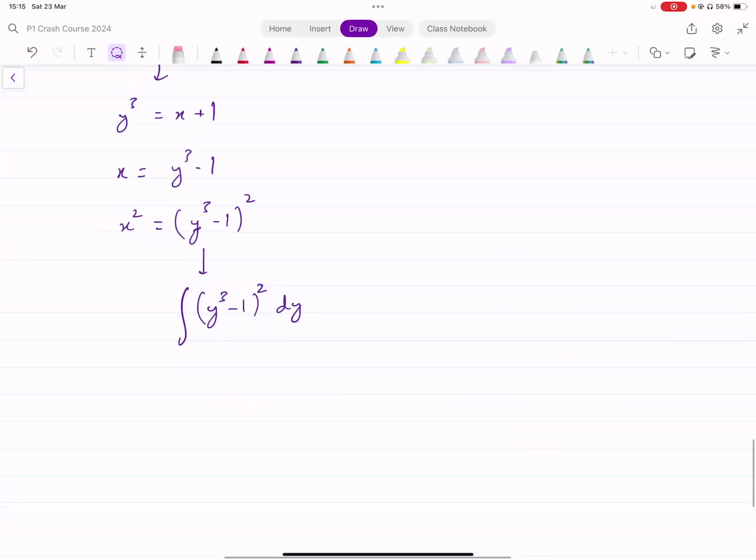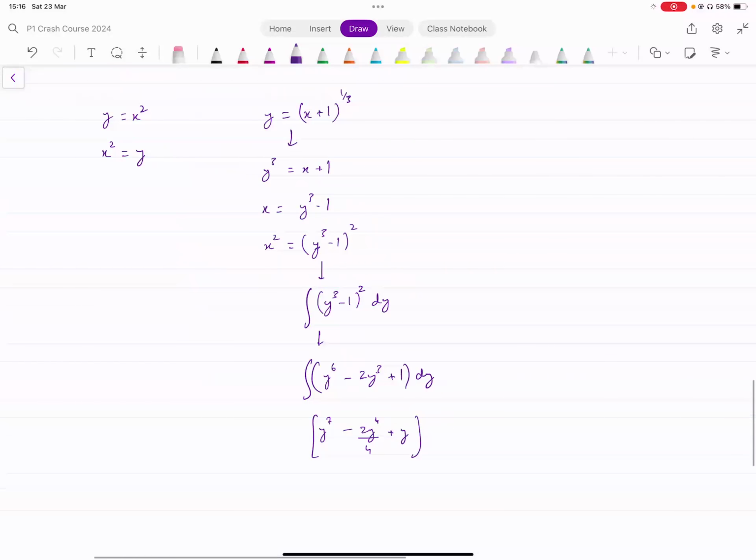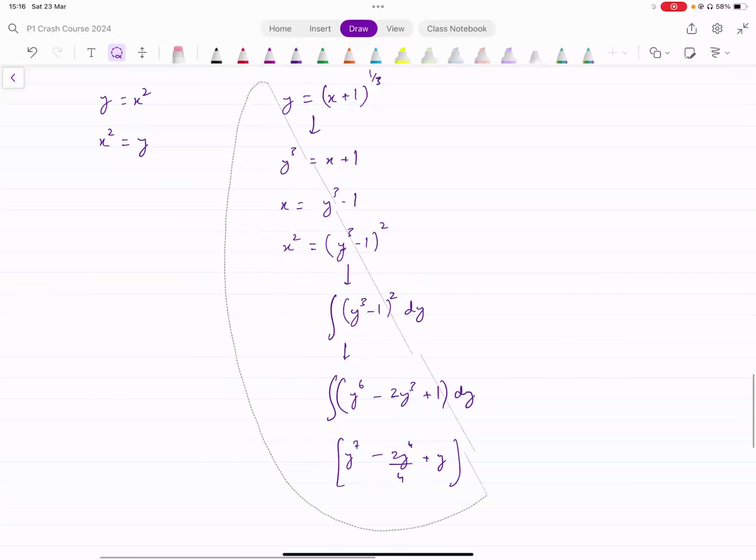We would first need to expand it. You would need to expand it like this. So (a minus b) whole squared, right? That's a squared minus 2ab, that's 2y cubed, plus b squared, that's 1. Now you would integrate each of these terms separately. So the integral of y raised to power 6 would be y power 7 over 7, and then 2y raised to power 4 over 4, plus y. That would be the integration of this. And then you would input some limits in that. Okay. So if you had a relatively more complicated function like this, this is what you would have to do in that case.